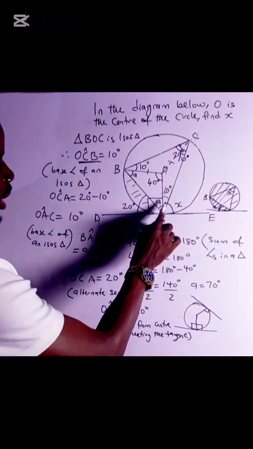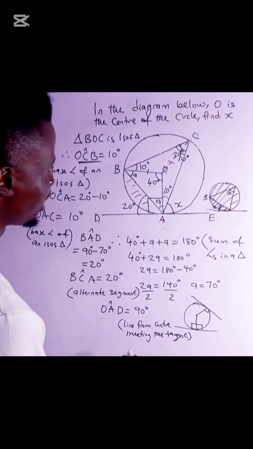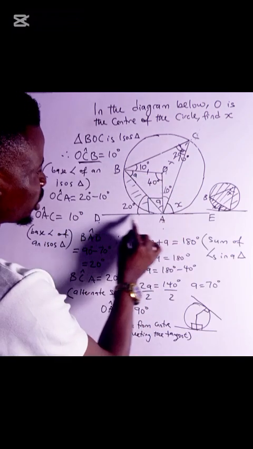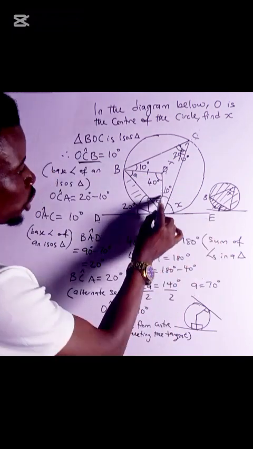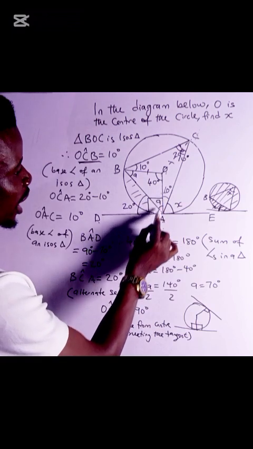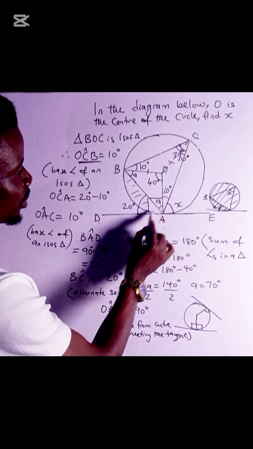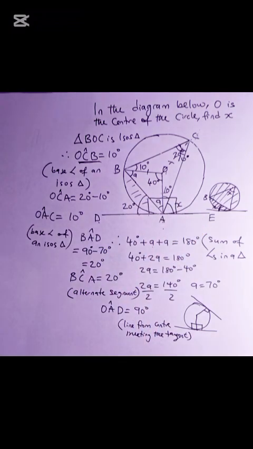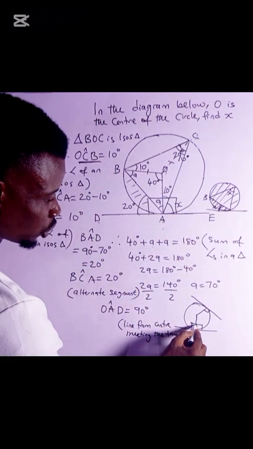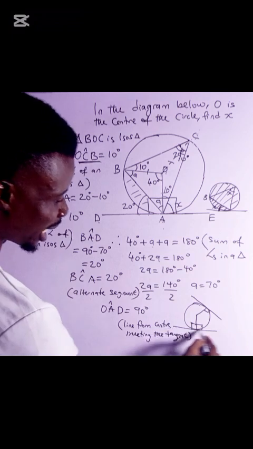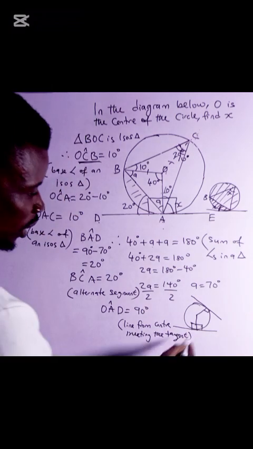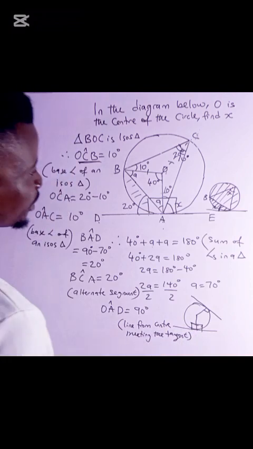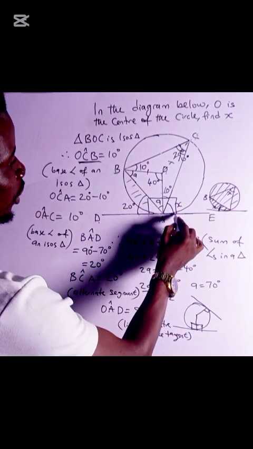Good. But the goal is to get x. Now remember the theorem that I said earlier. If a line drawn from the center of a circle touches a tangent, it does so at right angles. So now if one of the sides is a right angle, the other side will also be a right angle. So if here is 90, here will also be 90, because angle in a straight line is 180. So the entire angle here will be 90.